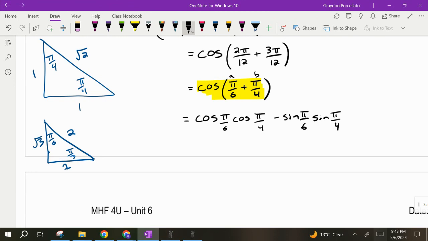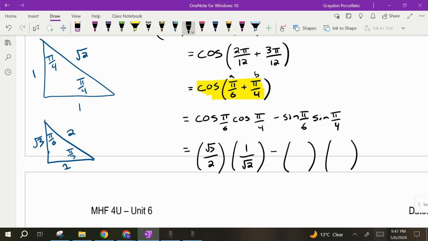Now I figure out using my special triangles what all of these are. Cos of pi over 6, and sometimes I even like to put these brackets in here just to start. I know they're all going to be fractions. So the cos of pi over 6 is adjacent root 3 over hypotenuse. The cos of pi over 4 is adjacent over hypotenuse. The sine of pi over 6 is opposite over hypotenuse. And the sine of pi over 4 is opposite over, sorry, I said adjacent, I meant hypotenuse.